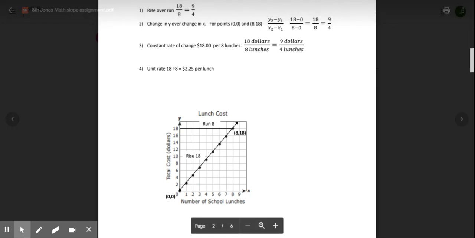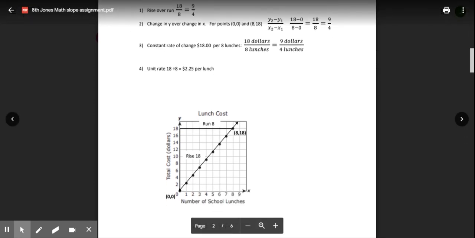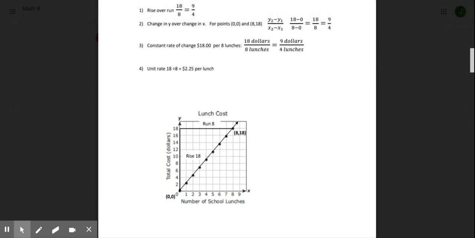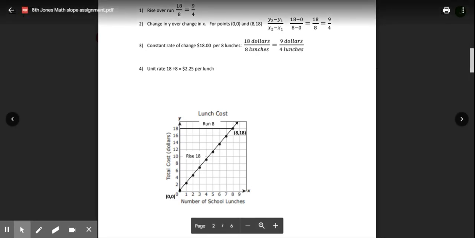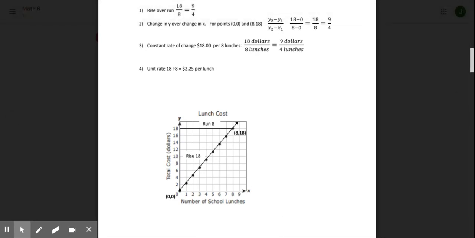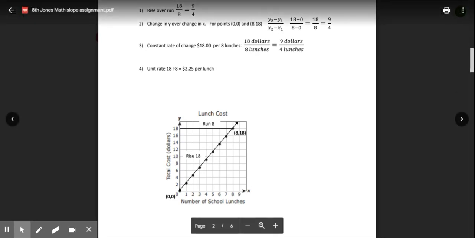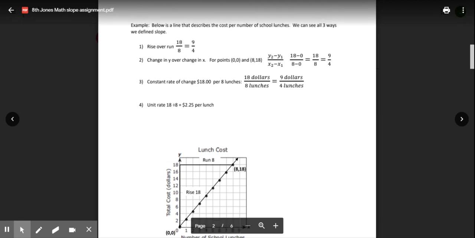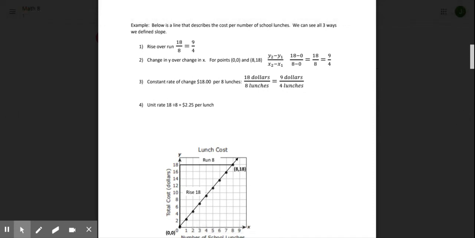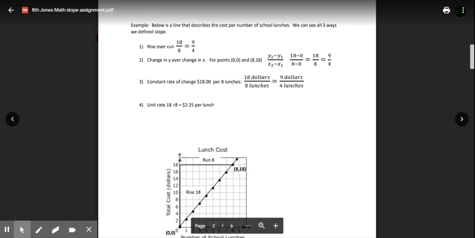So you're trying to figure out what the slope of this situation is, which is also how many lunches over here and what's the cost of them. So what's the cost per lunch is what you're looking for. Just looking at the rise over run, I wrote it down here. The rise is 18, the run is 8. So the rise over run is 18 over 8, which you can reduce as a fraction to 9 over 4 right here.